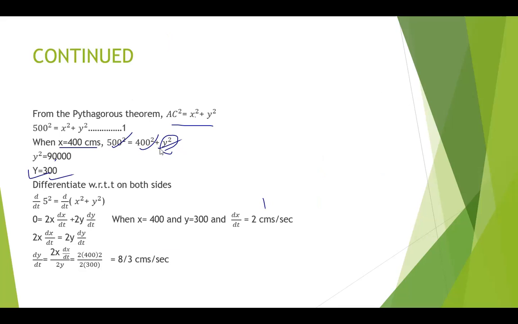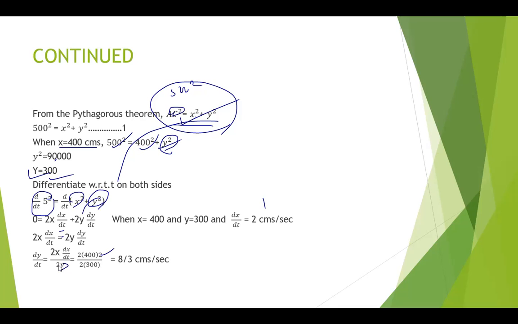Now I have to find out dy upon dt. So I make use of this formula. In AC, I will put it as 500 square. Then differentiate this with respect to t on both sides. Here this is a constant, means it becomes 0. D by dt of x square will be 2x into dx upon dt plus y square derivative is 2y into dy upon dt. So 2x into dx upon dt is equal to minus 2y into dy upon dt. Substitute when x is 400 centimeters and the foot of that ladder is pulled away from the wall at the rate of 2 centimeters per second, means I'll substitute all the things.